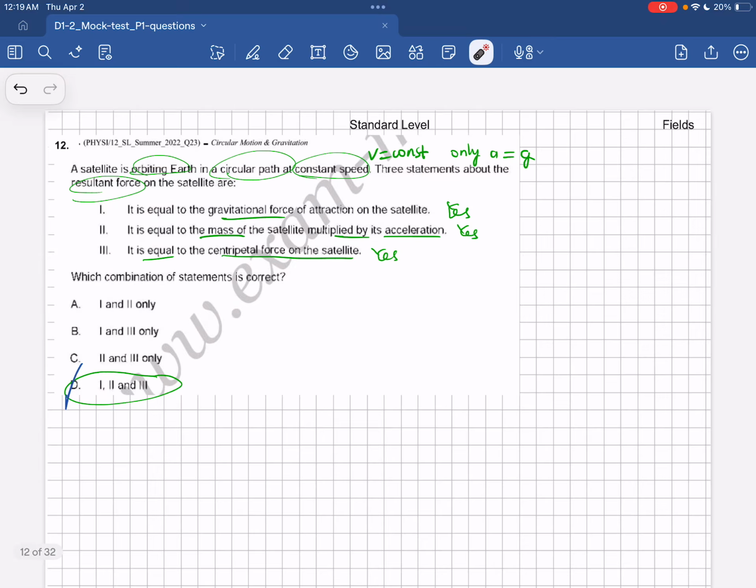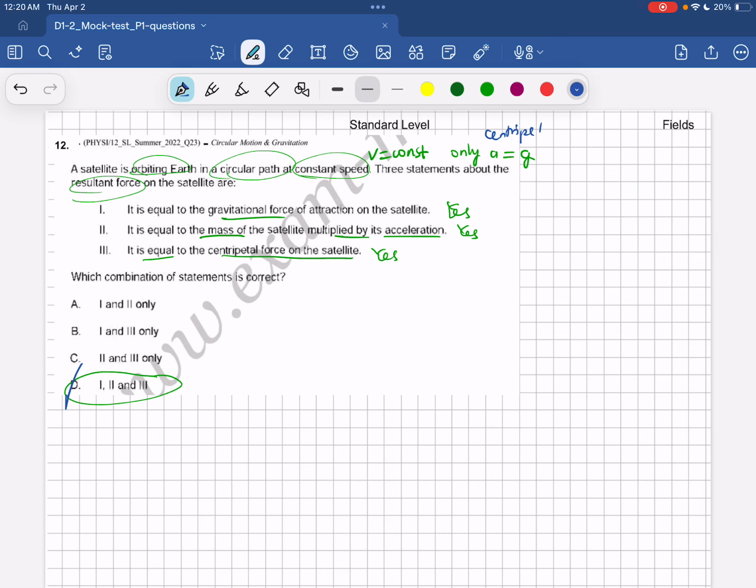12. A satellite is orbiting Earth in a circular path at a constant speed. Three statements about the resultant force on the satellite. This one is 1, so let's see. Equals this one, gravitational force. About the resultant force? Yes, here, because we have constant speed and circular motion, so it means there's only a centripetal acceleration. That should be the g itself, the gravitational acceleration.